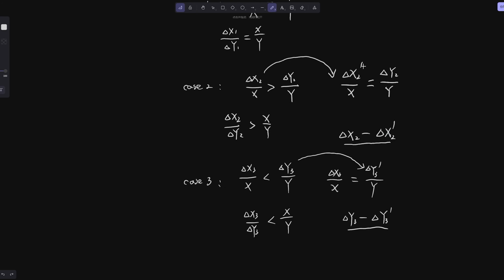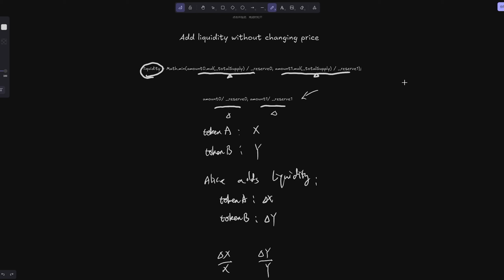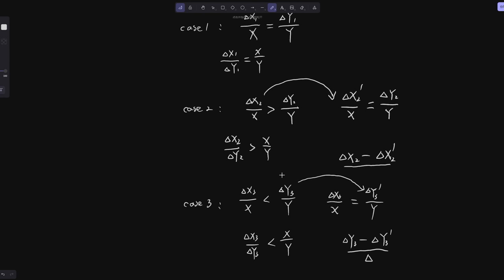In case 3, when the user is providing liquidity at a smaller ratio than the current reserve ratio, same logic, he or she will be punished with this amount of token B. Finally, to sum up, this line of code ensures a rational person will provide liquidity at exactly the reserve ratio by punishing these two cases.